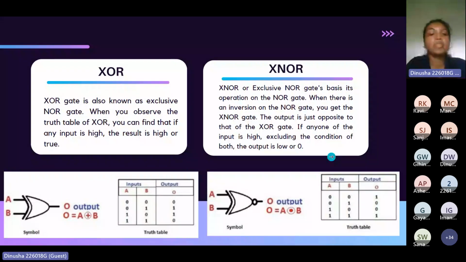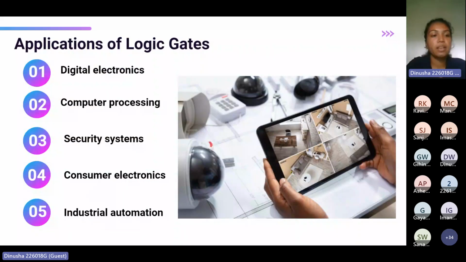And this is the last part of the logic gates and applications of logic gates. We can use logic gates in digital electronics to do mathematical operations and to control the flow of data, and likewise in computer processing. We use logic gates in computer processing to do arithmetic operations and to make storage operations.